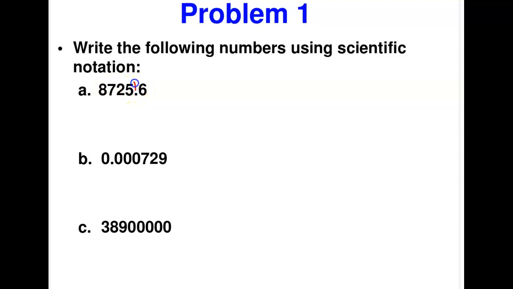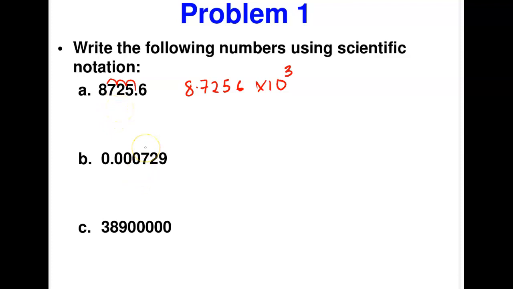So we're going to move it 1, we're going to move it 2, we're going to move it 3. So to write the exponential notation is going to be 8.7 times 10 to, you see, I almost made that mistake too. I have to represent all the numbers. So it's supposed to be 8.7256 times 10 to the power of 3. And you see here, since the number is greater than 1, the exponent is going to be positive.